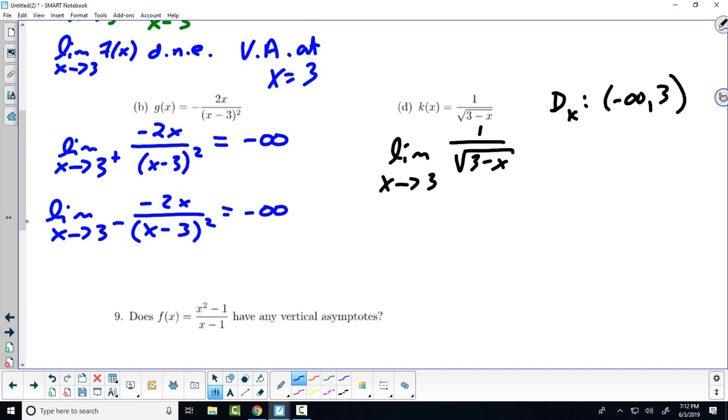All right. So can I just approach 3 from any direction? No, I've got to approach it from which way? From the left. Folks, calculus boils down to limits. Limits boil down to having an understanding. I shouldn't say they boil down, but it sure helps to have an understanding of these functions, which includes understanding their domain.